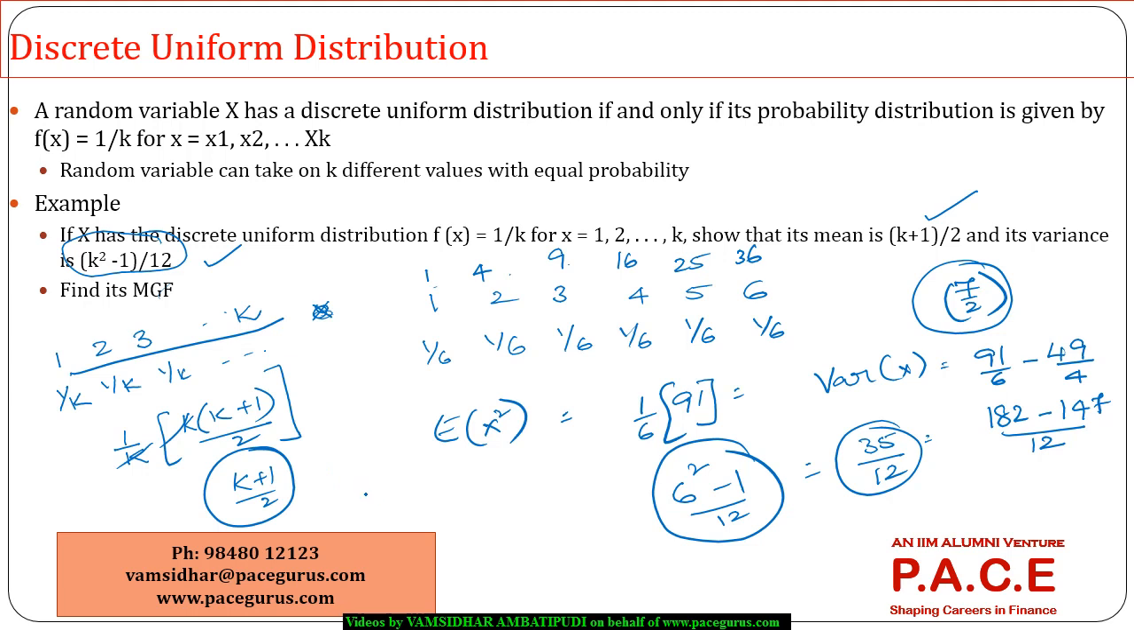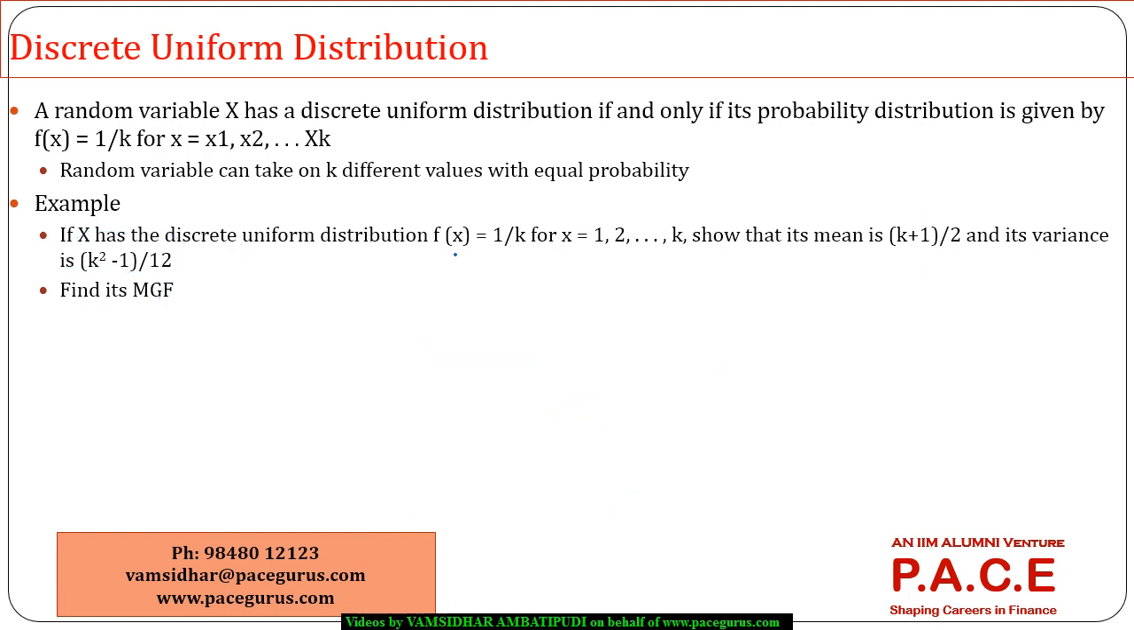Variance, I need the expected value of x squared. So it becomes 1 squared, 2 squared, 3 squared, up to k squared, and probabilities are 1 by k across. So overall I can say the expected value is 1 by k times 1 squared plus 2 squared plus 3 squared plus so on up to k squared. Sum of the squares of the first k natural numbers is k into k plus 1 into 2k plus 1 by 6. This is the formula for the sum of the squares of the first k numbers. So based on that, this is coming out as k plus 1 into 2k plus 1 by 6.